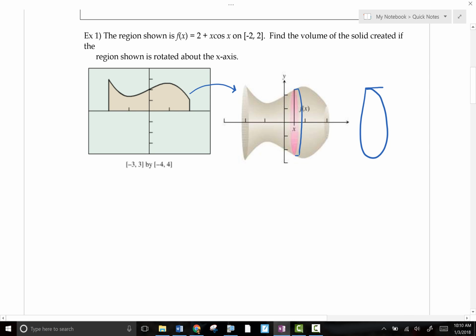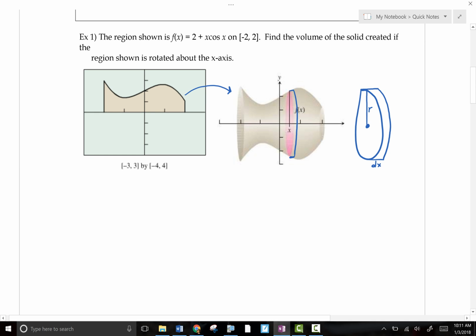And yes, I think you should draw this on your paper. Each disc is going to look something like that, where this distance right here is my radius, and my depth is just dx because that disc was cut perpendicular to the x-axis. Okay? And again, the x-axis is kind of running through the center. Now my radius on the picture goes from the x-axis up to the y value on the curve, which means my radius is really just my function.